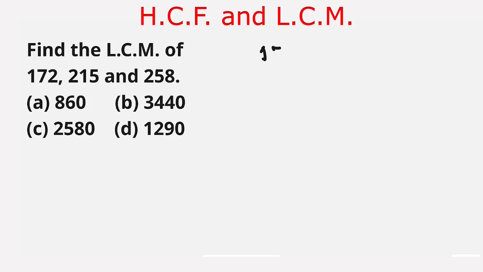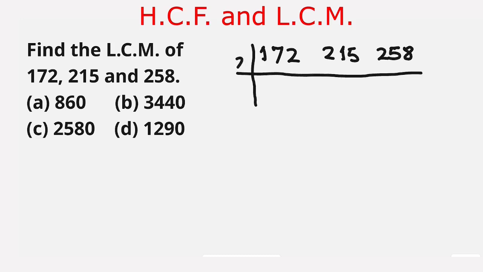We write these numbers 172, 215 and 258. We divide these numbers by 2. 2 divides 172 for 86 times. We write 215 as it is, not divisible by 2. And 2 divides 258 for 129 times. On observing these numbers, only one number, 86, is divisible by 2. Only one number, 129, is divisible by 3. And only one number, 215, is divisible by 5.